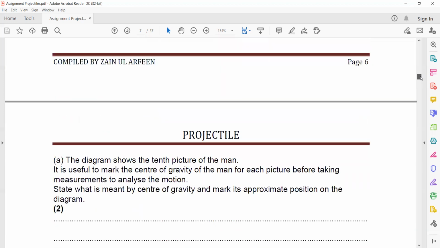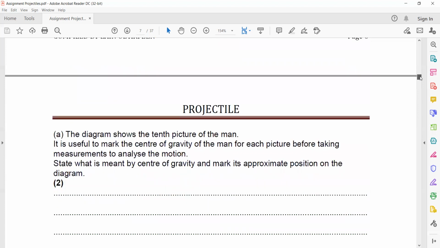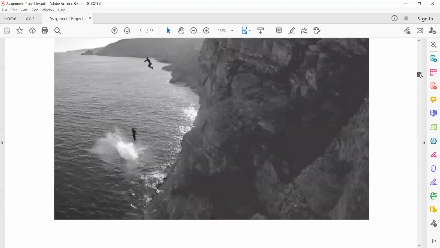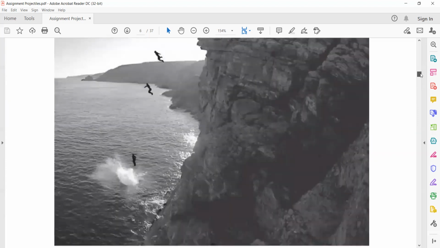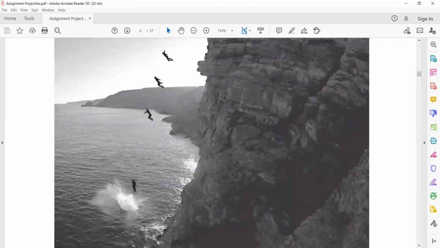The diagram shows the 10th picture of a man. It is useful to mark the center of gravity of the man for each picture before taking the measurements. State what is meant by center of gravity and mark the appropriate position. So what is the center of gravity? Center of gravity is a point where the whole weight of an object acts. So this will be the position where the center of gravity acts on the person.